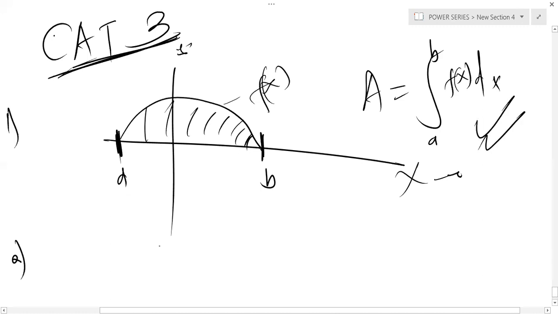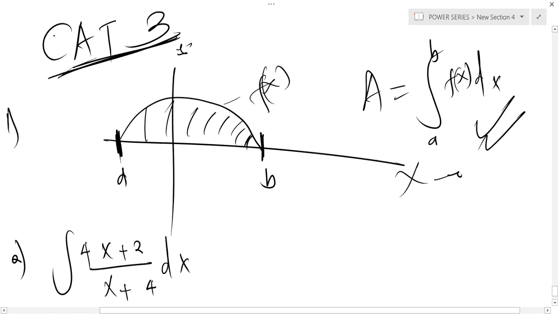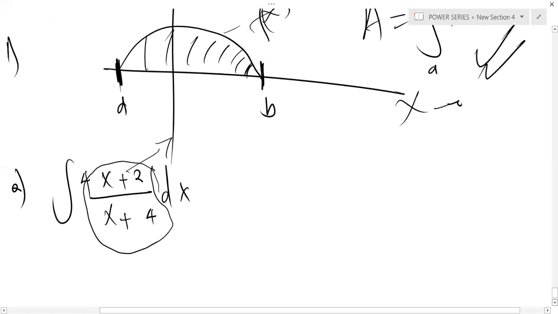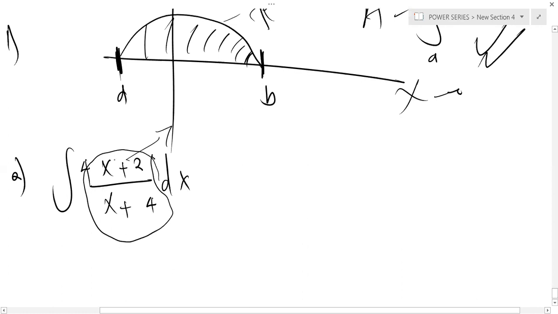And then question number 2, evaluate the following integral. So the first one is 4x plus 2 over x plus 4 dx. Guys, I said that before you resolve into partial, check the power of x. The power of x in the numerator should be of a lower degree. As you can see, the power of x in the numerator here is of the same degree with the power of x in the denominator. So we will first of all start by division, long division.